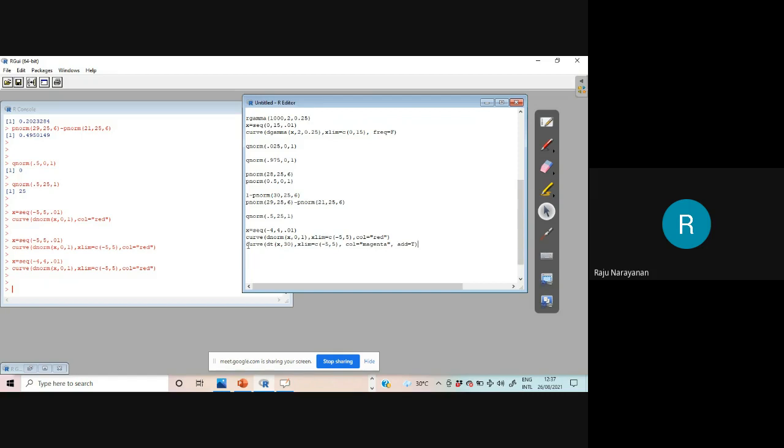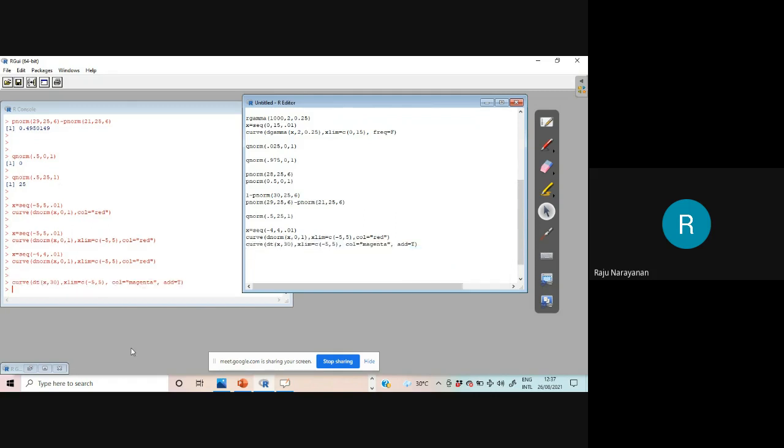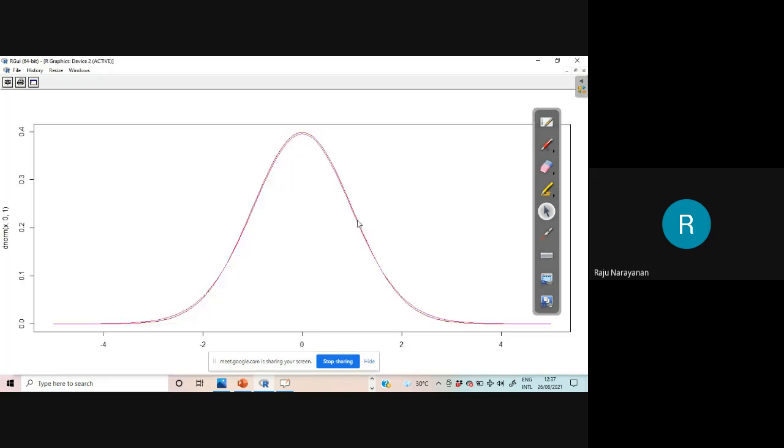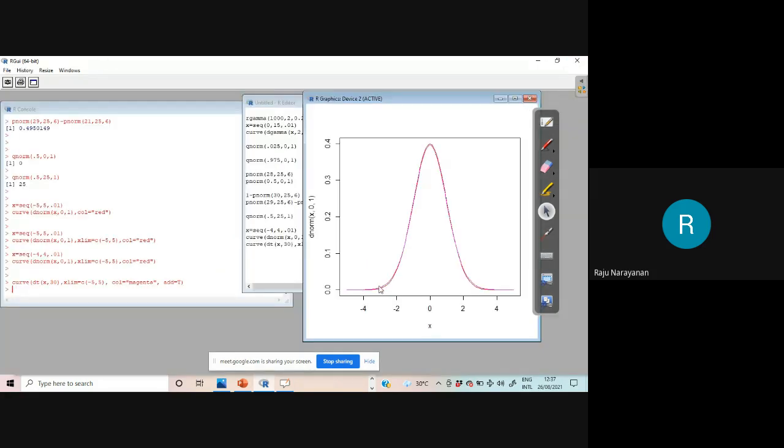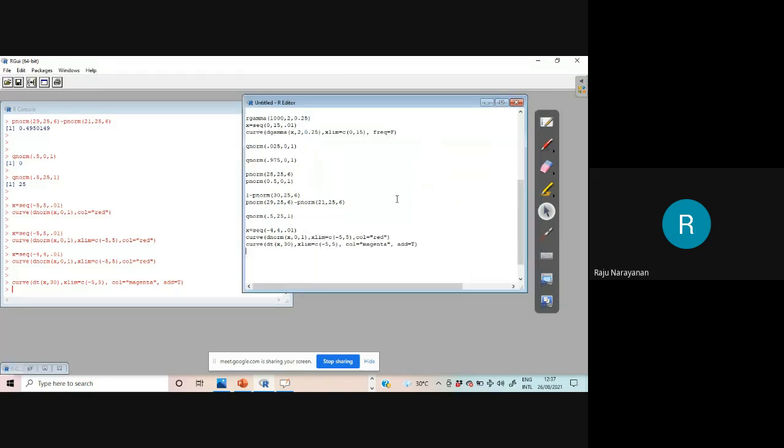If I am correct, I should get, yeah. You can see, magenta and red are coming together, no? Therefore, that is not good. Let me take 10 degrees of freedom. Color red is there, therefore let us put green.